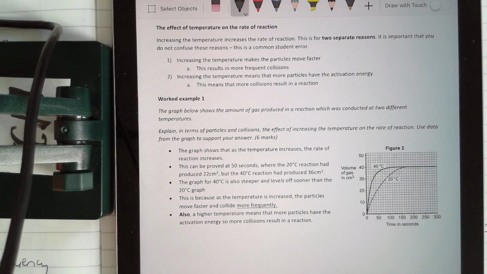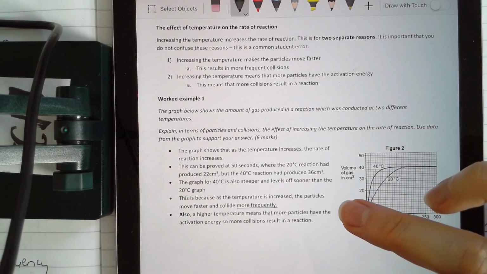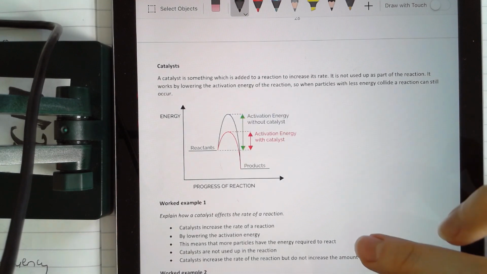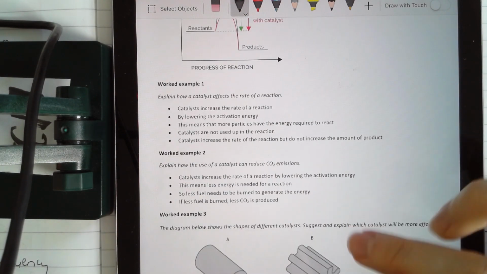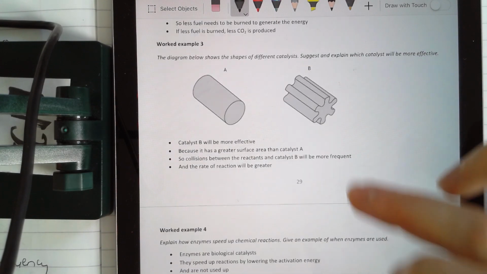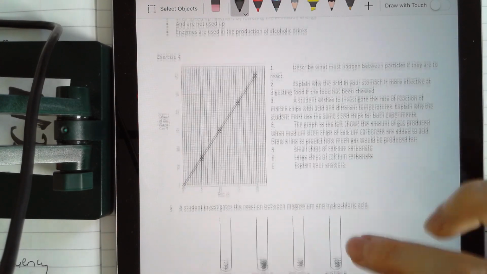Okay, so we're going to go to our booklets now. I am on page 28, which is where I've written about the effect of temperature on the rate. So I've gone through a worked example there, and then I talk about catalysts, and I've gone through some worked examples there. Okay, so have a look at those before you go to the questions.